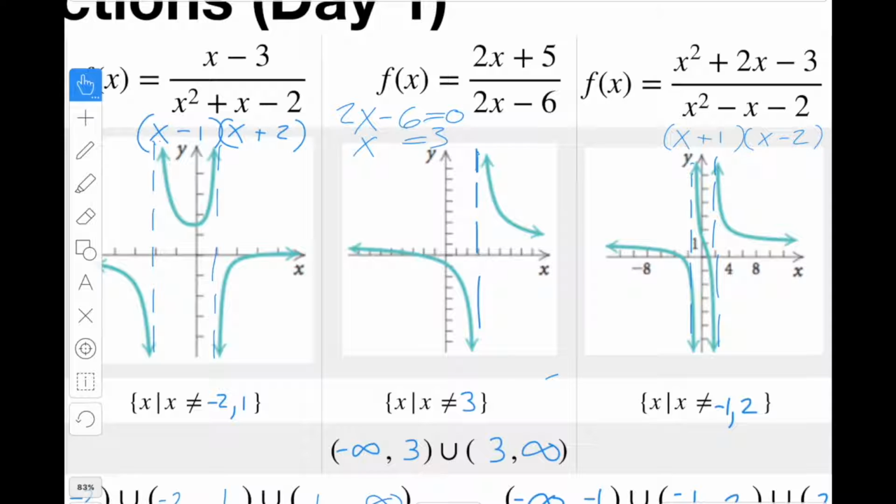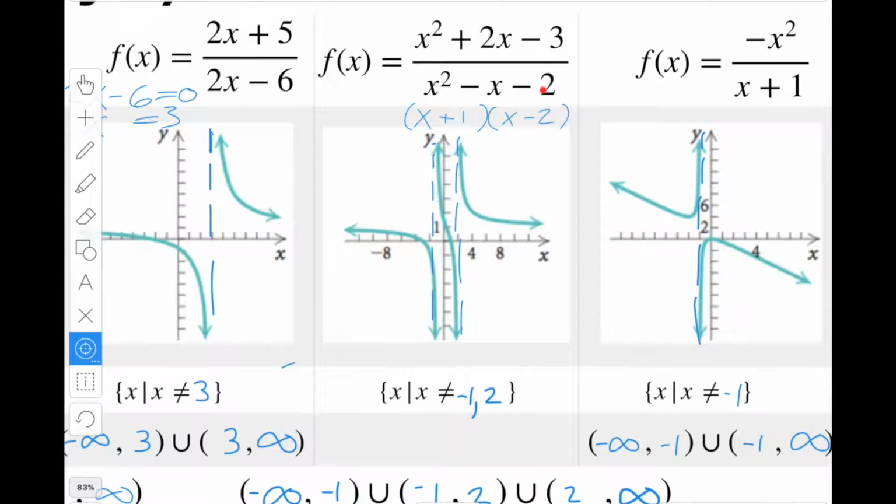Here we see, because we want to know where 2x minus 6 equals 0, that would be where the denominator equals 0. We solve that, we can find that x equals 3. So if you draw a vertical line at x equals +3, that's the place where the graph gets broken up into two different parts. The domain is all x such that x does not equal 3. And if you write that in interval notation, it's from negative infinity to 3 and from 3 to infinity.